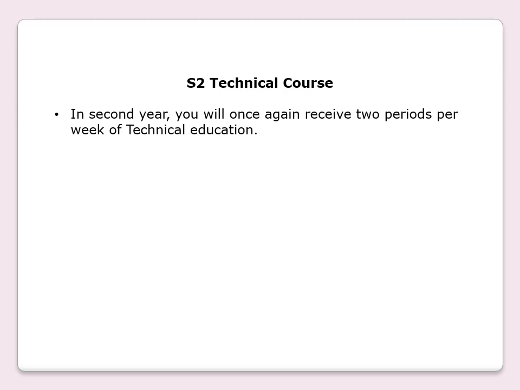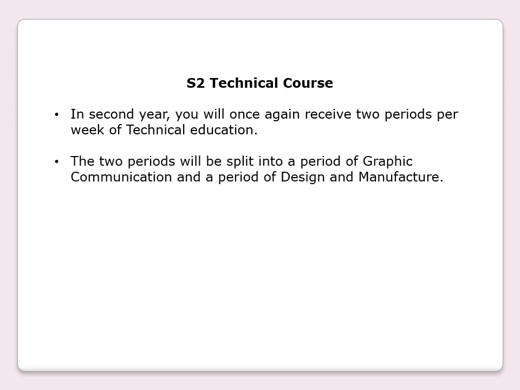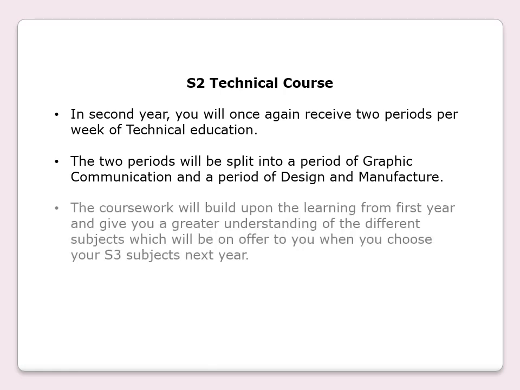In second year, you'll once again receive 2 periods per week of technical education. The 2 periods will be split into a period of graphic communication and a period of design and manufacture, similar to what you had in first year. The coursework will build upon the learning from first year and give you a greater understanding of the different subjects which will be on offer to you when you choose your S3 subjects next year.